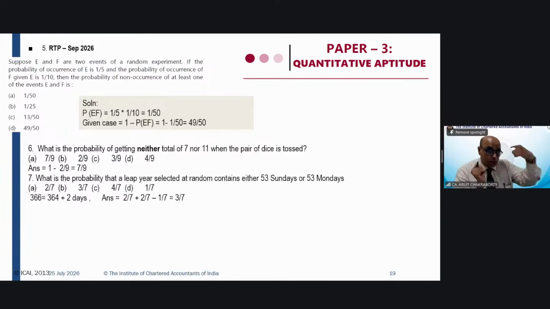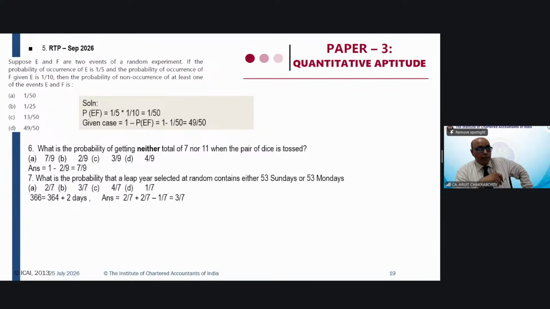So here we see this is also logical reasoning. Leap year, 366. We know 52 weeks make 1 year. In 1 week we have 7 days. So 52 into 7, 364 days are over. That means 52 weeks are gone, and now another week starts. The question says that these 364 days are gone. We have 2 days, the 365th and the 366th day. And now the question is, either it's 53 Sundays or 53 Mondays.